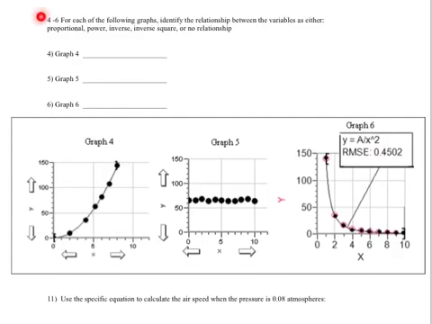So for 4 through 6, we're going to identify the relationship. If I look at graph 4 here, what I notice is that it follows a curve upwards. Because it's not a straight line, it's not a proportional relationship, this is an example of a power relationship. Now, power relationships can look different ways. They could look like this, or they could look like this, but it's going to be curved and moving upwards.